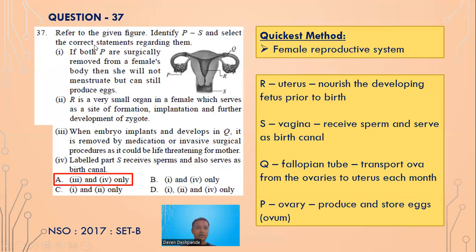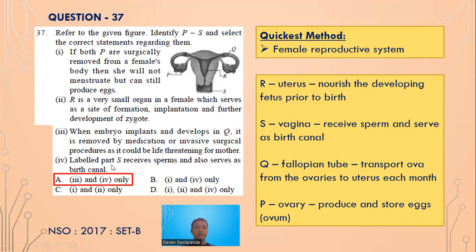So, which are the correct statements? Number 3, when embryo implants and develops in Q, it is removed by medication or invasive surgical procedures, as it could be life threatening, isn't it? Because if the embryo implants in the fallopian tube, then the embryo cannot develop, or if it starts developing, the fallopian tube will actually burst, and it will have internal bleeding, isn't it? So this is a very life threatening situation, so this has to be removed surgically, isn't it? And so at times it happens, because nature, you cannot predict mother nature, isn't it?